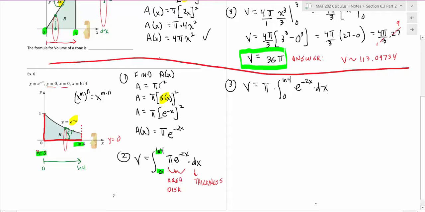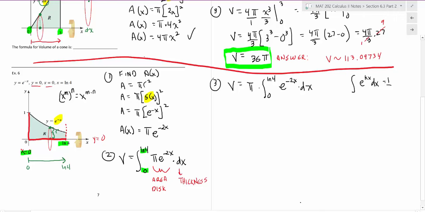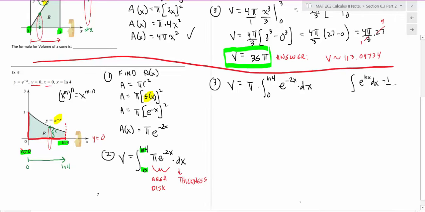Okay, one thing I want to mention on this too, you have a formula. If you're doing the integral of e to the kx dx, that's equal to 1 over k e to the kx plus c. So see, we can use that. You don't have to use u substitution, but you certainly could if you chose to. So it's up to you.